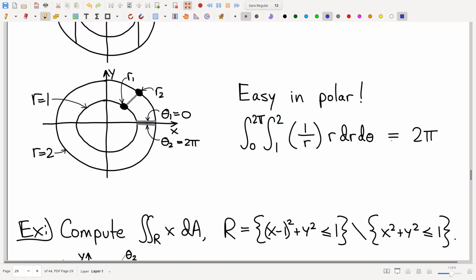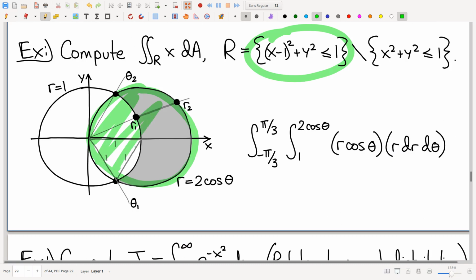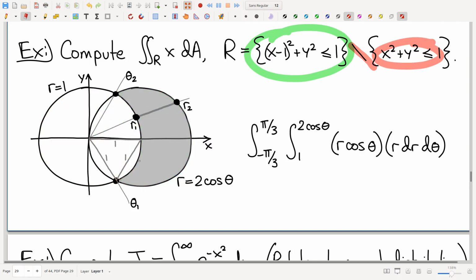Okay. Here's another one. This is a weird set. We're going to look at this disk. And we're going to look at the part that does not include that disk. In other words, we're going to imagine a big bite taken out of our green disk in the shape of that red disk. And the result, of course, green minus red, is this shaded region right here. All right, so everybody see that domain?